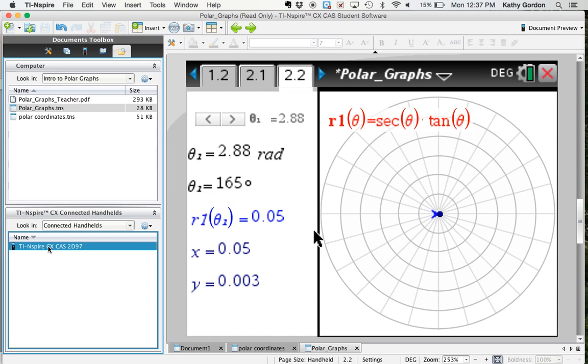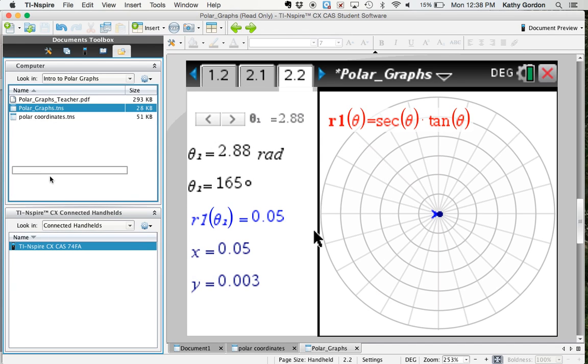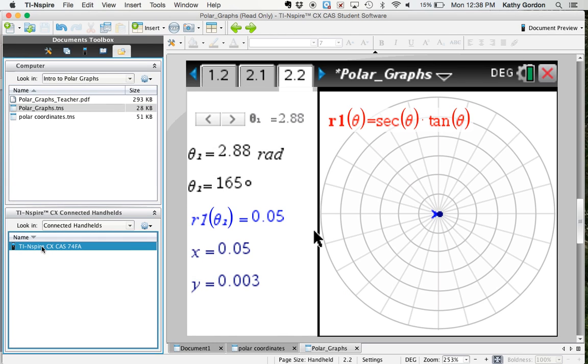Okay, grab one of the short cords in there and share it with the rest of them. Make sure that you transfer both. There's one that's called polar graphs and one called polar coordinates. Grab one of those. Got it? Click OK.